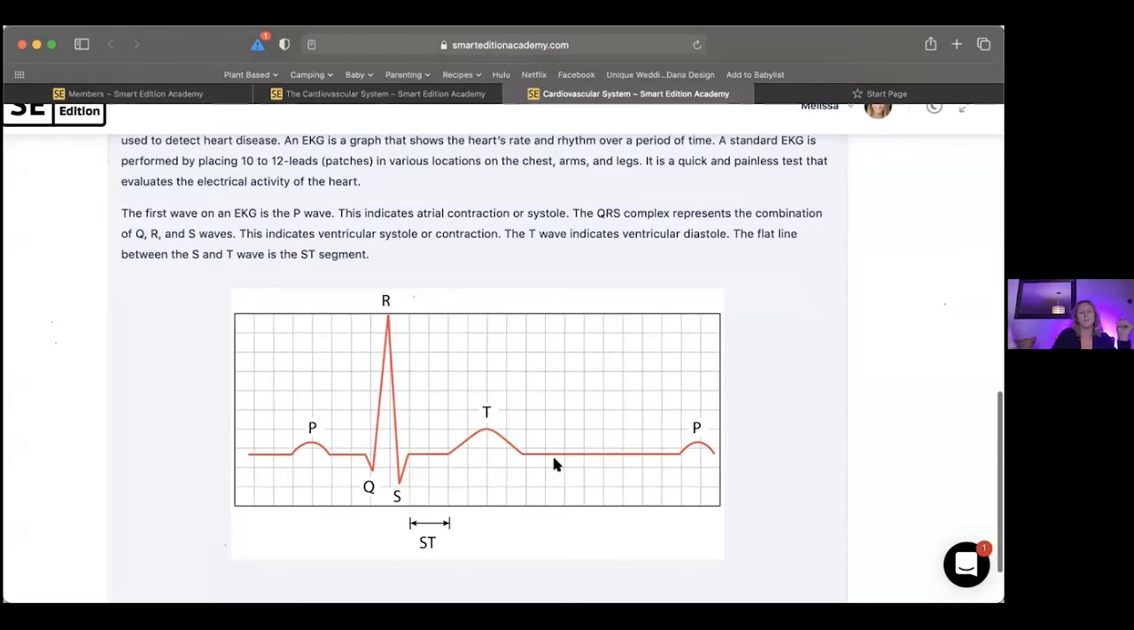So the first wave here is the P wave, and it indicates atrial contraction or systole, which means the heart's contracting and it's pumping blood. The QRS complex represents the combination of Q, R, and S waves, and this indicates ventricular systole or contraction. So it's either going to be the atrium or the ventricles. And then the T wave indicates ventricular diastole, which is when the heart chambers are filling up with blood, and it's a period of relaxation for the heart.